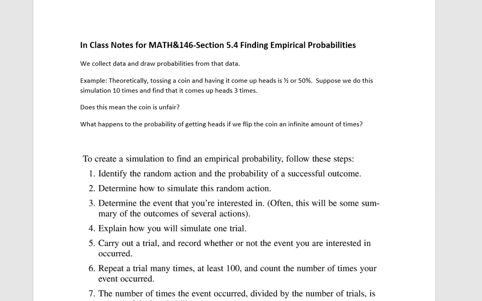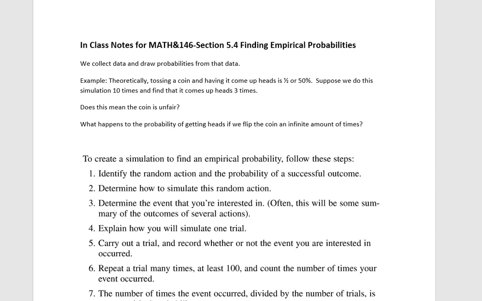All right, so in section 5.2, we're skipping 5.3. What we did was we looked at how to find theoretical probabilities. So remember, when finding theoretical probabilities, we actually don't run a simulation or actually observe anything. We just use pure numbers and logic.